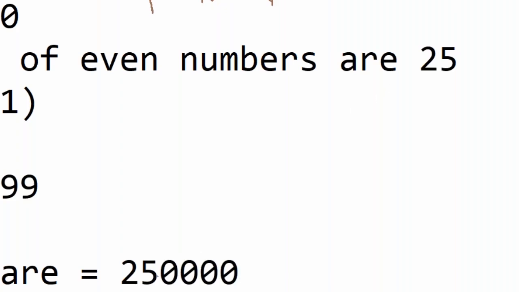So 5 square means 25, 20 square means 4 zeros. Do it fast. 1 to 10, 5 odd numbers. 1 to 20, 10 odd numbers. 1 to 50, 25 odd numbers. 1 to 10, 5 even numbers. 1 to 20, 10 even numbers. 1 to 50, 25. 1 to 500, 250.